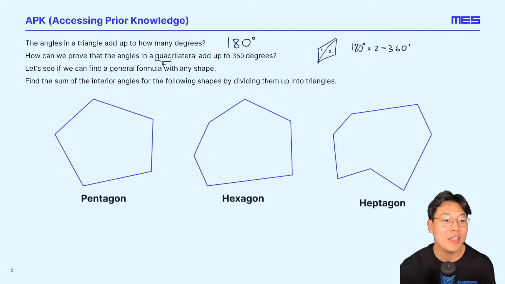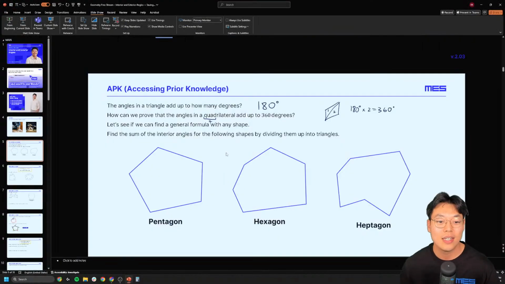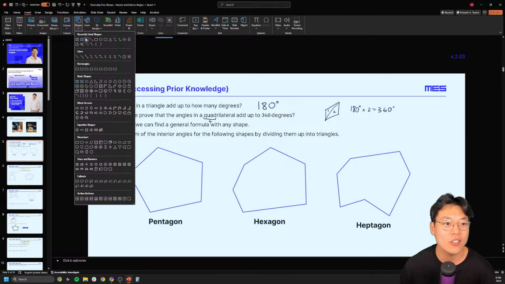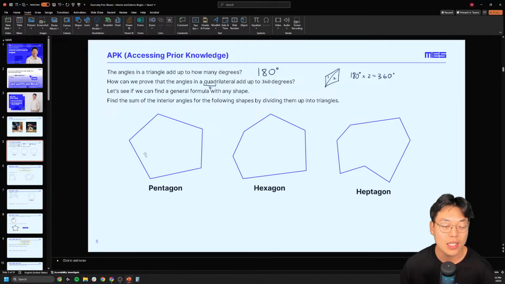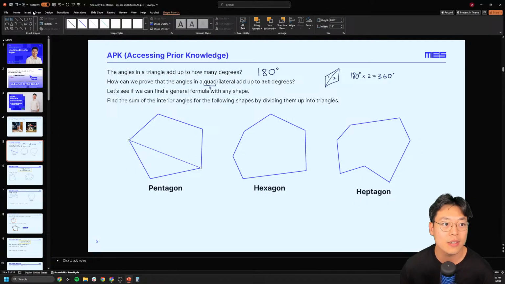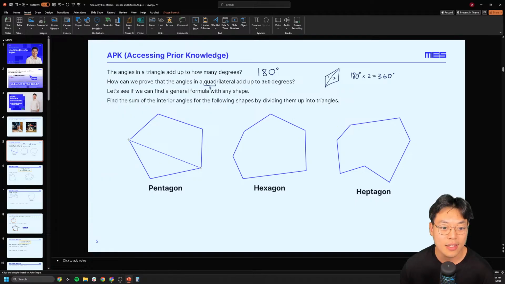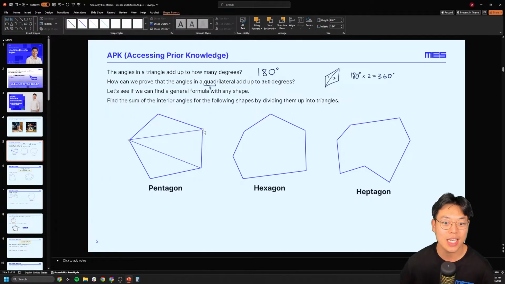Let's see if we can find a general formula with any shape. Find the sum of the interior angles for the following shapes by dividing them up into triangles. So I'm actually going to exit out of this PowerPoint here so that I can draw some nicer lines. I'm going to go insert shape line, and let's split this pentagon into triangles. So I can connect a couple of the vertices here. I'm going to draw another line. And how many triangles do you see based off the lines that I just drew?